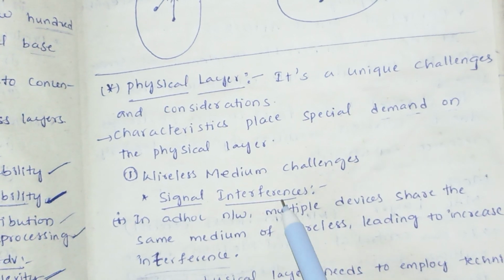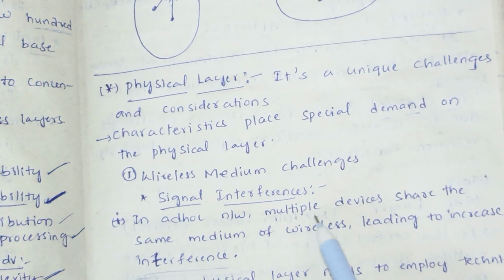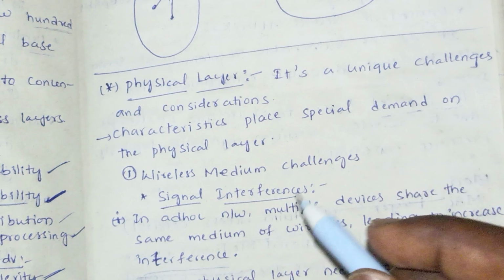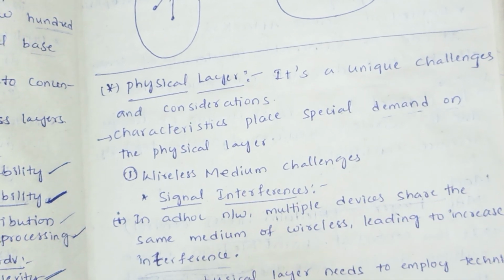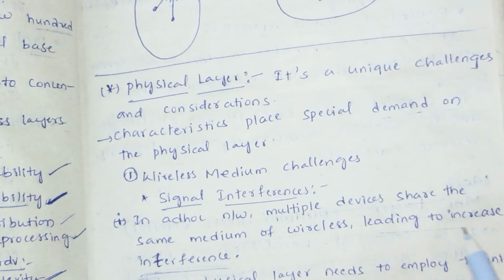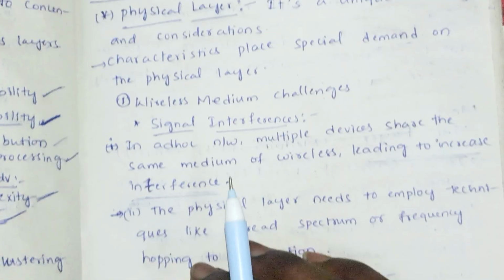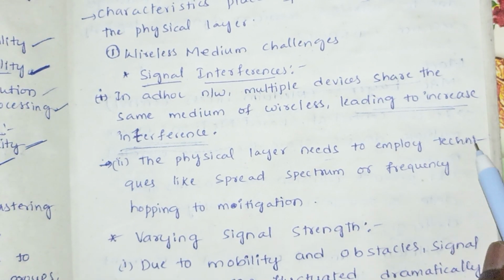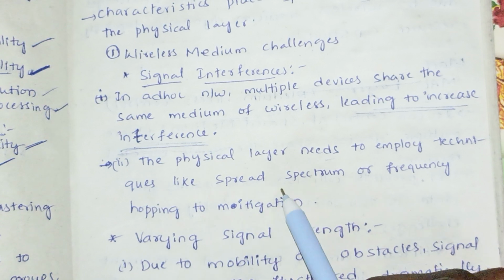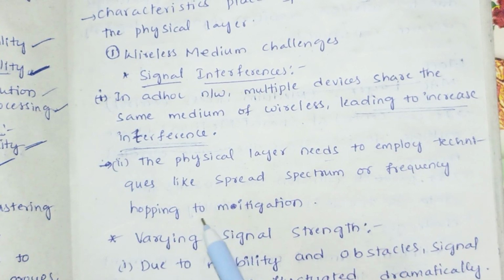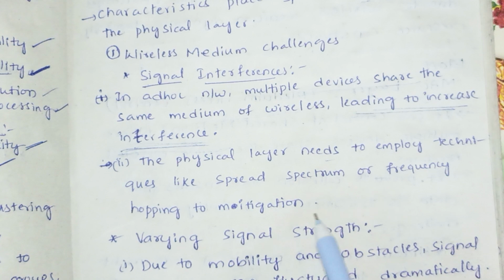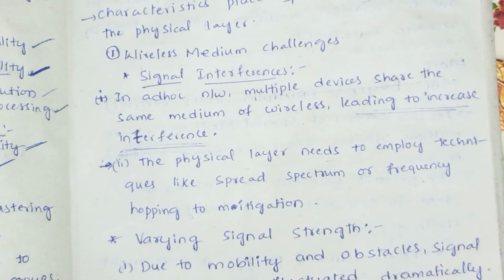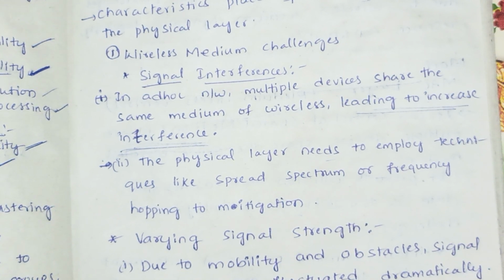In signal interference, multiple devices share the same data, which is sent repeatedly, that is, redundantly. That is what increases the interference. Next, the physical layer needs to employ techniques like spread spectrum or frequency hopping for mitigation. To mitigate the interference, we spread the spectrum in depth.